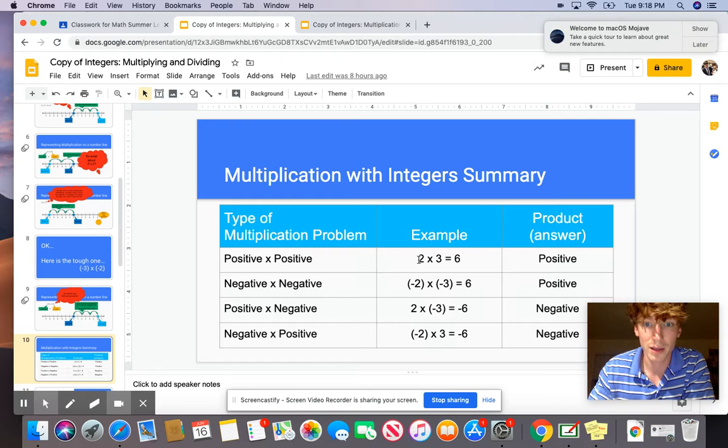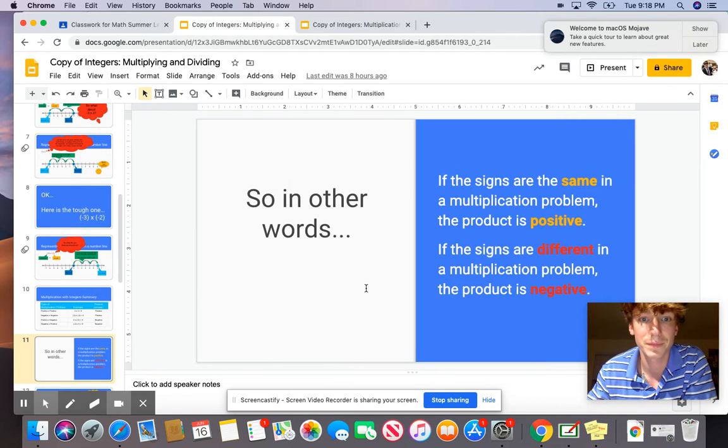If you look right here, it was a positive times a positive, so we got a positive. A negative times a negative, the signs are the same because these are both negatives, so it was positive. As you can tell right here, the signs were different, so it was negative. And the signs are different right here, so it was negative. Exactly what I just said. If the signs are the same in a multiplication problem, the product is positive. If the signs are different in a multiplication problem, the product is negative.